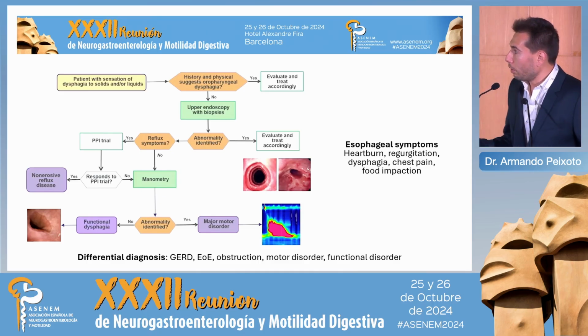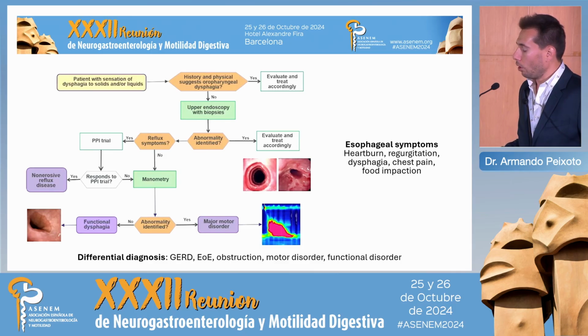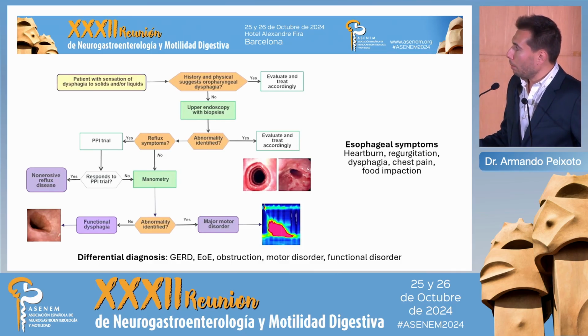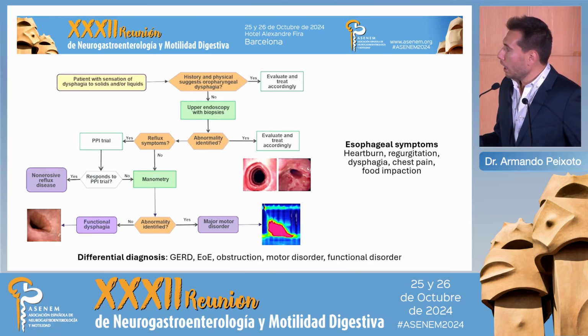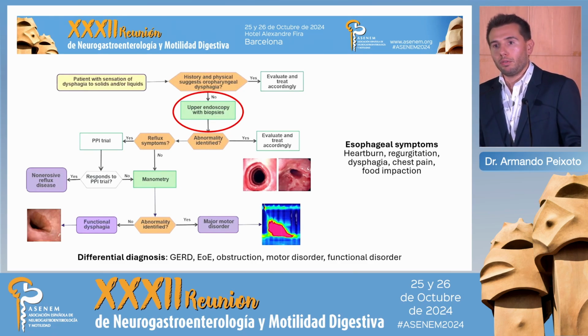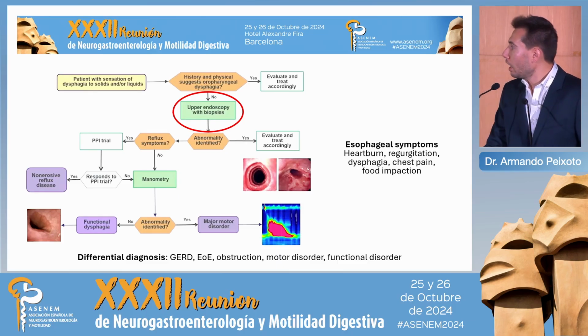And this is the algorithm from the Rome criteria for diagnosis of dysphagia. And the first step is always to make an upper endoscopy with biopsies. And it's important to say this because if we are going to propose a diagnostic test to a patient, we have to get as much information as we can from that exam. And that is what we are talking about in this presentation.